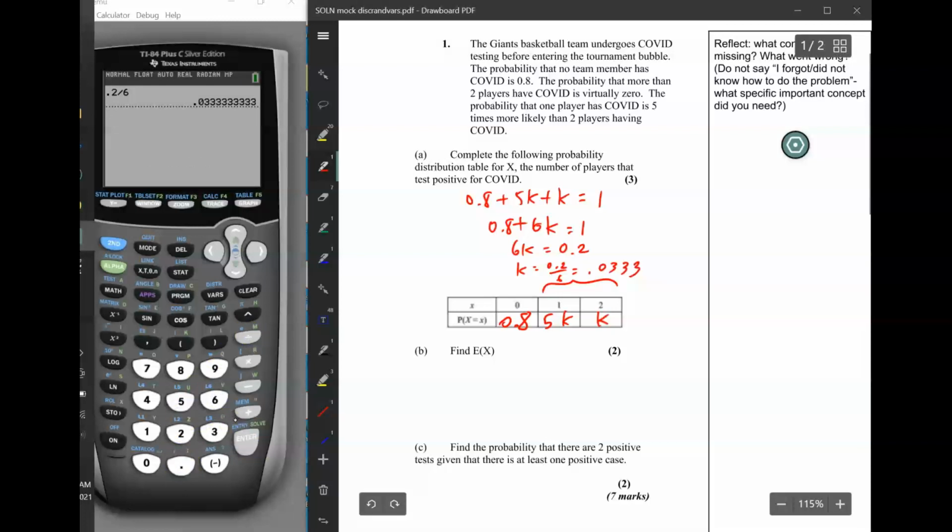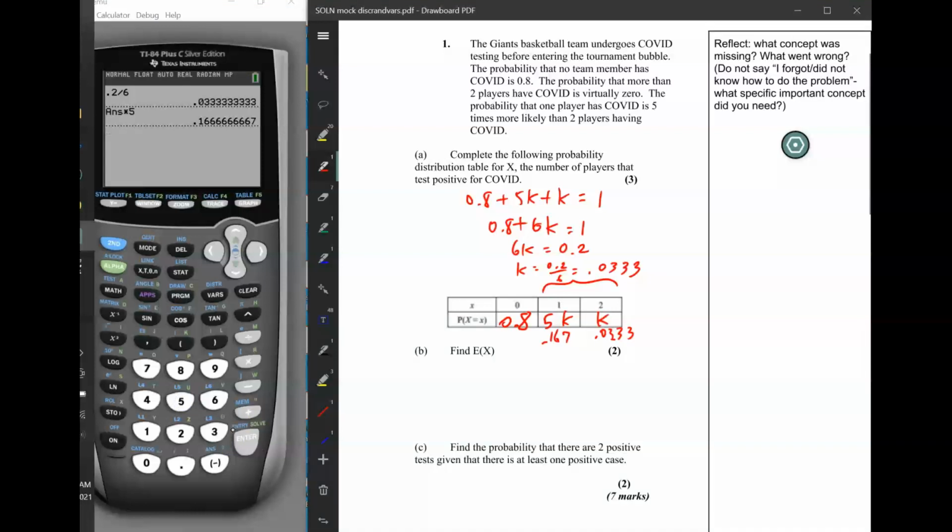0.0333. And so for 2, we know that the value would be 0.0333. And then for 1, it would be 5 times that, which would be 0.167. Keeping 3 significant figures, okay?